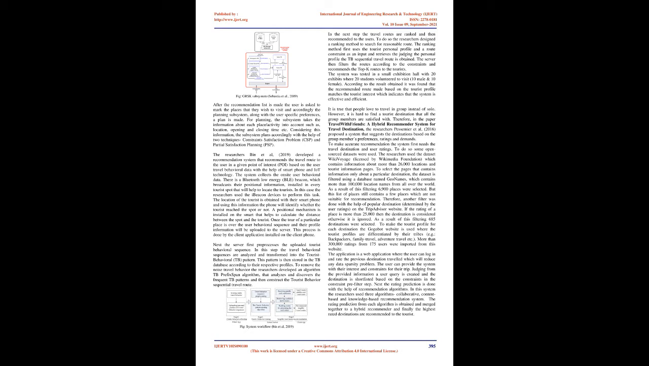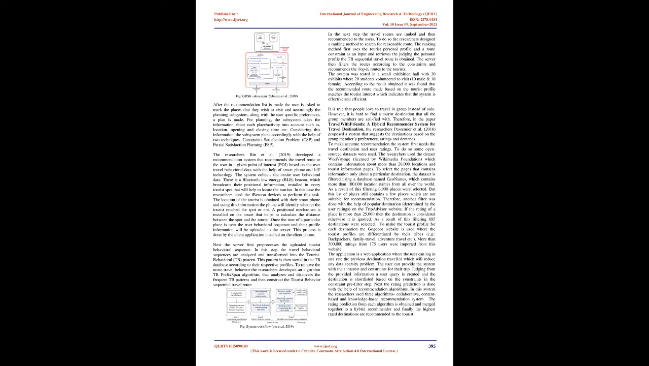After the recommendation list is made, the user is asked to mark the places that they wish to visit, and accordingly the planning subsystem, along with the user-specific preferences, makes a plan. For planning, the subsystem takes the information about each place or activity into account, such as location, opening and closing time, etc. Considering this information, the subsystem plans accordingly with the help of two techniques: constraint satisfaction problem, CSP, and partial satisfaction planning, PSP.